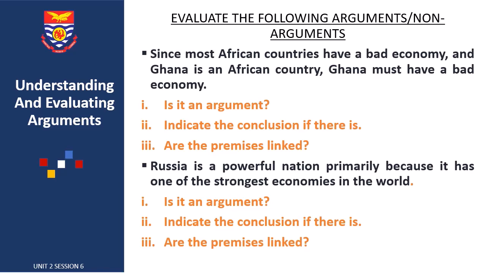Since most African countries have a bad economy and Ghana is an African country, Ghana must have a bad economy. Students are asked to indicate whether it is an argument or it is not an argument. Students are also required to indicate the conclusion if there is a conclusion. Students are also required to answer if the premises are linked or not. So this is a constant exercise that we are going to engage in.